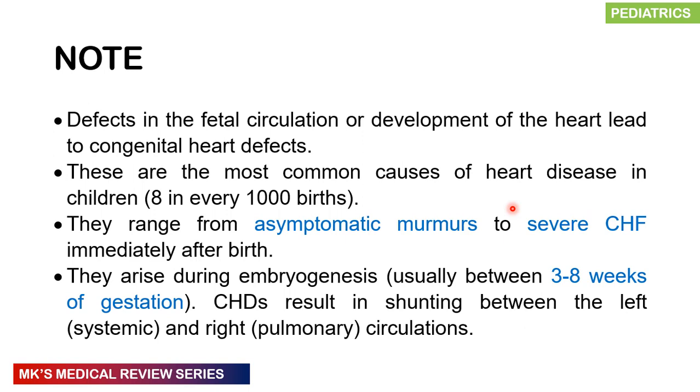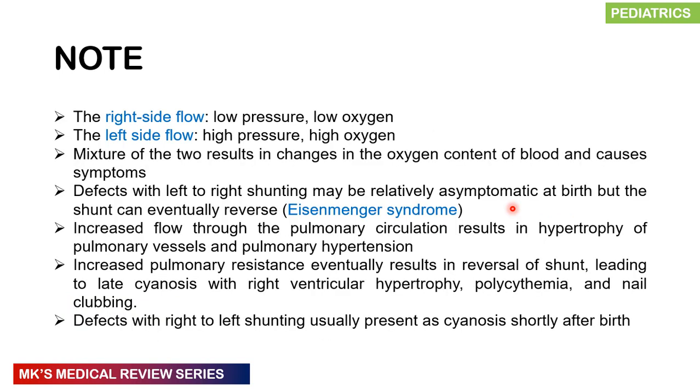It's going to be a result of shunting of blood from the left to the right, as well as shunting of blood from the right to the left. Sometimes it can even be due to a certain obstruction to the flow of blood. So remember that the right side is going to be low pressure, low oxygen. This is, of course, happening in a normal circulation when the child is born. The left side is going to be consisting of high pressure, high oxygen. And remember that once these two sides mix, this is going to be reducing the oxygen concentration, and this is what can actually result in symptoms.